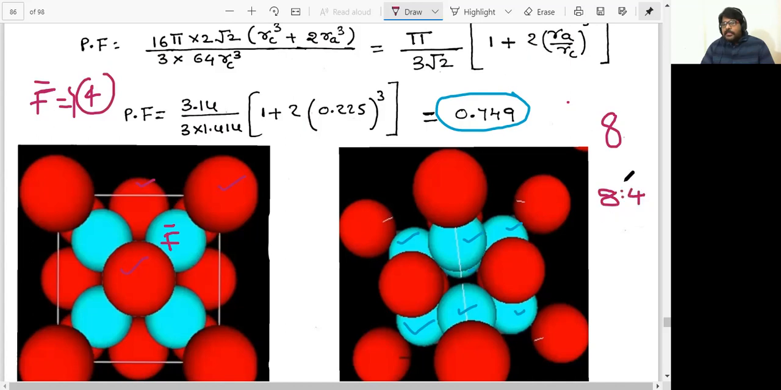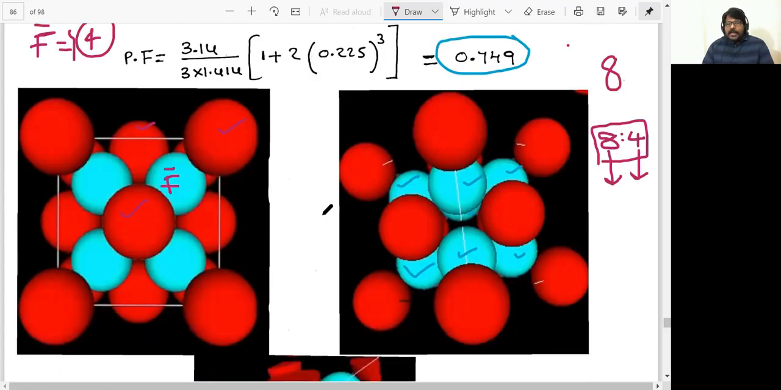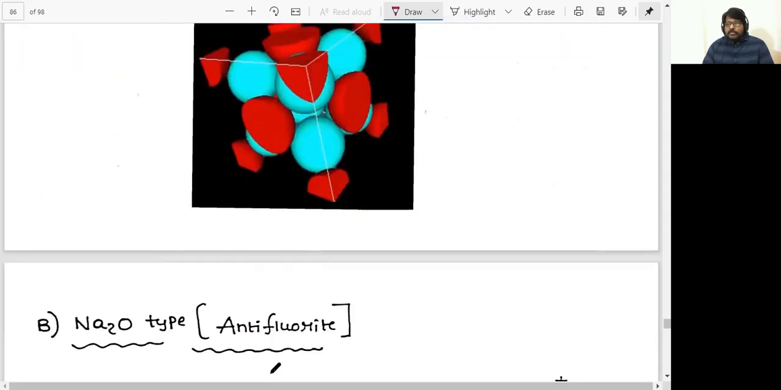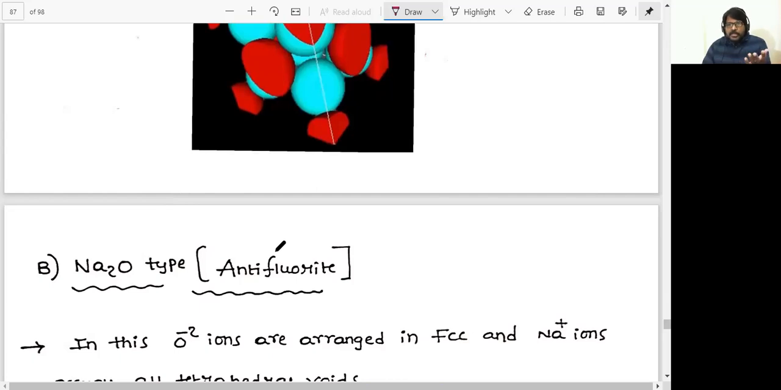While writing this type of packing, first you have to mention the coordination number of cation. Next you have to mention the coordination number of anion. So 8:4 type of packing means calcium plus 2 is surrounded by 8 fluoride ions, and fluoride ion is surrounded by 4 calcium plus 2 ions, and this is about the calcium fluoride structure. And the next one is the antifluoride structure, exactly reverse. Only one point is necessary. The remaining parameters will be almost the same, but the coordination numbers of cation and anion are reversed.